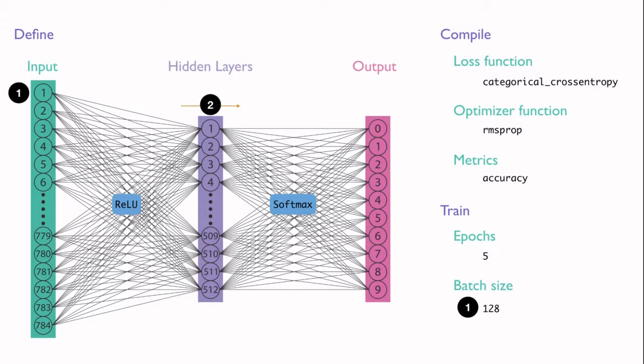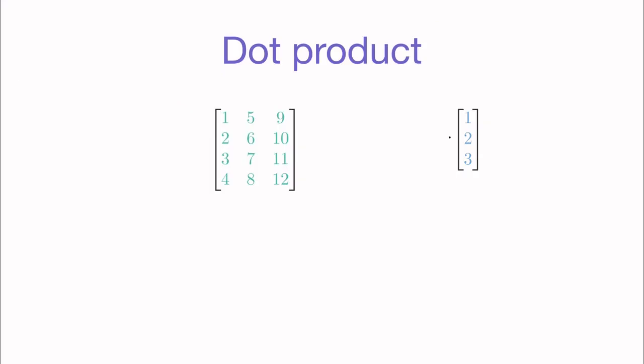To understand what happened, we need to take a detour into the world of matrix algebra. There are really only 2 operations that we need to know about here, the dot product and matrix addition. Let's begin with the dot product. Imagine that we have 2 matrices. One is 4 by 3, containing a grid of 12 digits, and the second is 3 by 1, containing a single column of 3 digits.